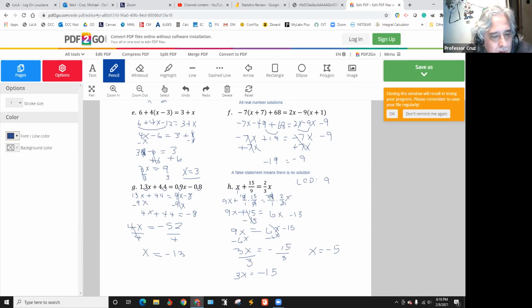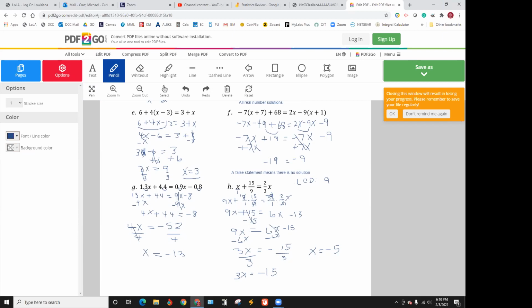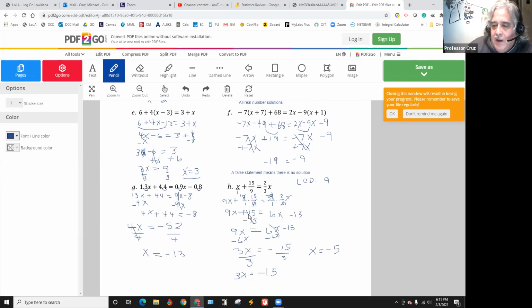I think I did 15 because I got 3x after I subtracted the 6x. I got 3x plus 15 equals -13. And I thought we were supposed to subtract 15 on both sides. So I did -13 and subtract 15. Well, I subtract 15 here, so it's gone. Over here on the right-hand side, there are no other numbers, so it's just -15.